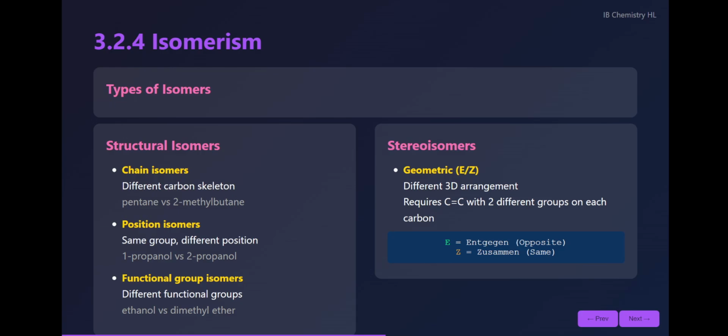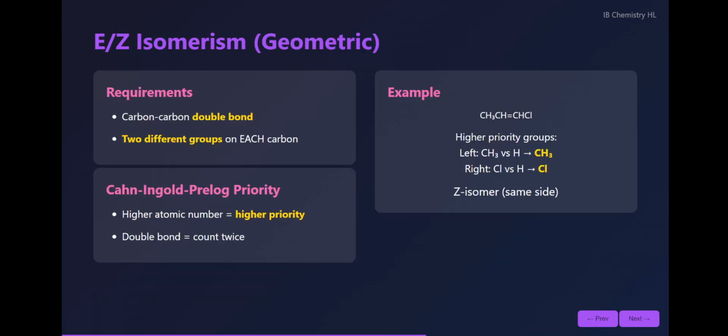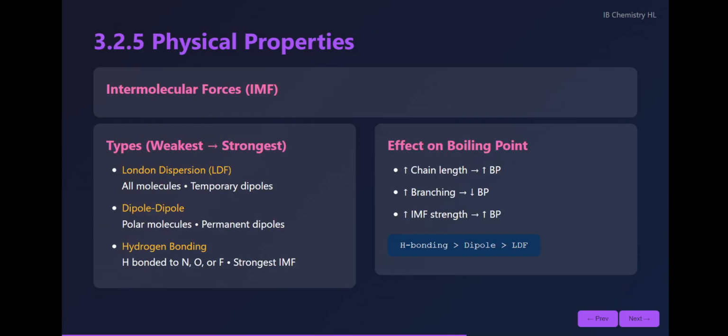And then we have stereoisomers, same atoms, but different three-dimensional arrangement. For geometric isomers, also called E, Z, or cis-trans, you need a carbon-carbon double bond and 2 different groups on each carbon of the double bond. Quick priority rule: higher atomic number equals higher priority. If the high priority groups are on opposite sides, that is E. Same side is Z. Finally, how does structure affect properties?